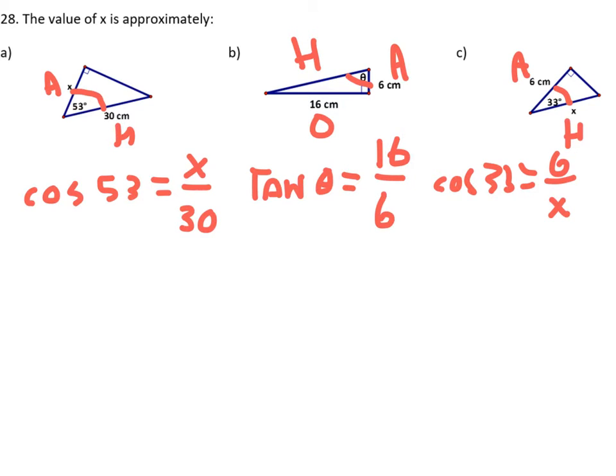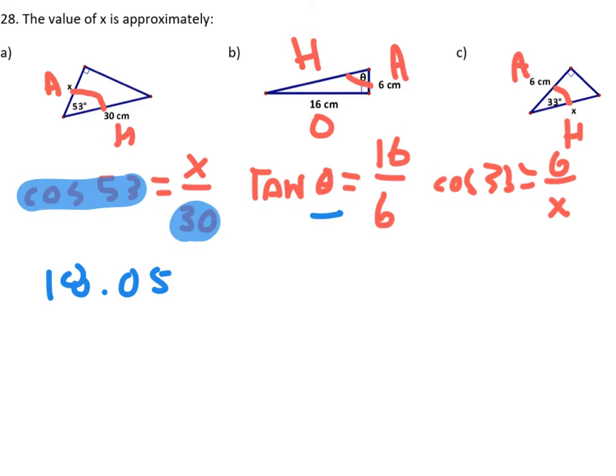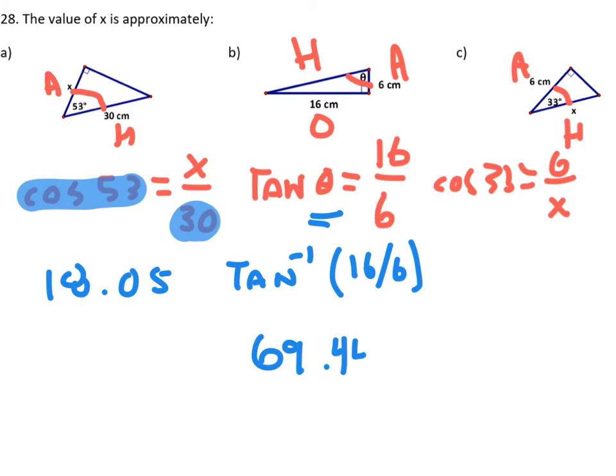Now, in each of these cases, you'll do it a little bit differently. In this case, you'll multiply 30 times the cosine of 53. Let me quickly do that. So that is the cosine of 53 times 30, and our answer becomes 18.05. Here, when you're solving for an angle, you always use the inverse function, so inverse tangent of 16 over 6. So second tangent, 16 divided by 6, we get 69.44 degrees.